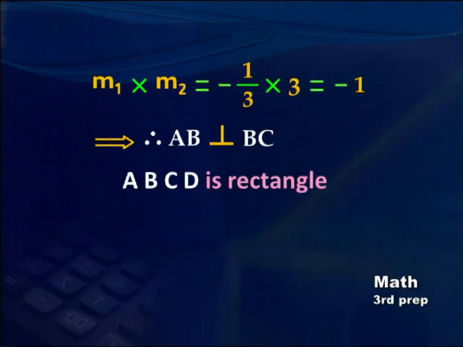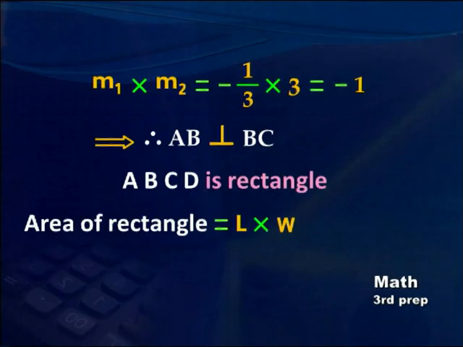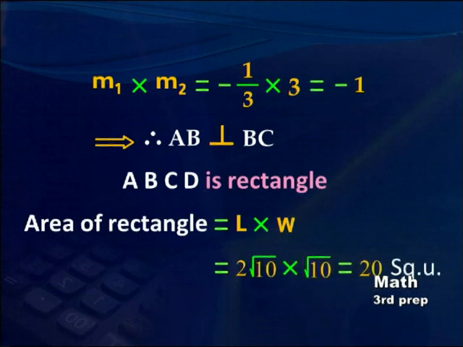The area of a rectangle equals length times width. So the area of the rectangle equals L times W. The length is the length of AB, for example, which is 2 root 10. The width is going to be BC, whose length is root 10. So the area is 2 root 10 times root 10, to obtain a result of 20 square units, which is the area of the rectangle.